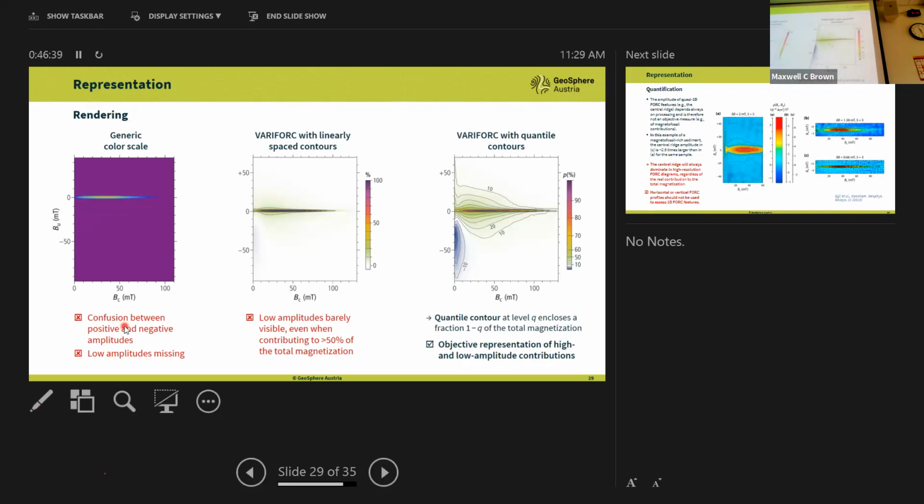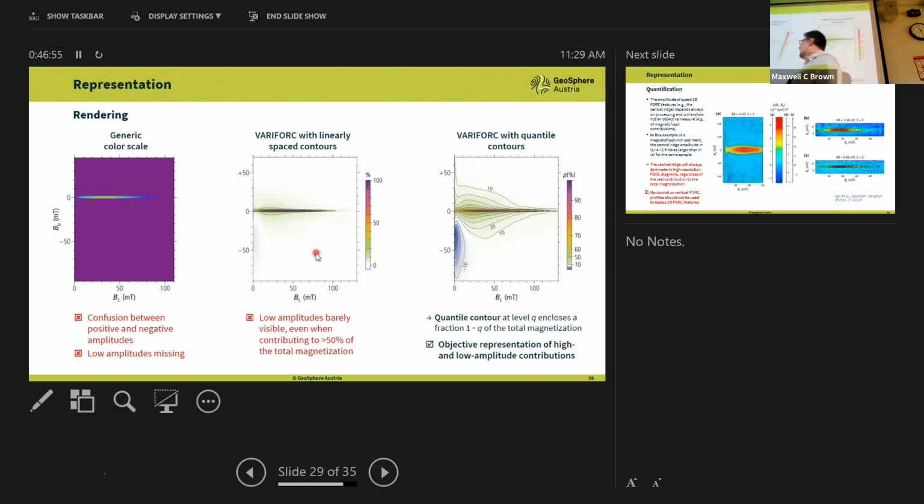There are negative contributions here, you don't see them, and they are important. And the second issue is that low amplitudes are completely missing. So you're looking at basically 2% of the FORC function. Things get a little bit better when you choose a nice color scale.